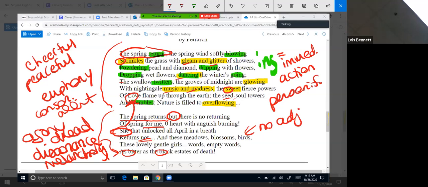Up here, we have gleam and glitter, wet, music, fierce powers, softly blowing. And now we just have meadows, blossoms, birds. They're just empty words. He no longer can even give them an adjective. They're just empty words, as bitter as the black estates of death.